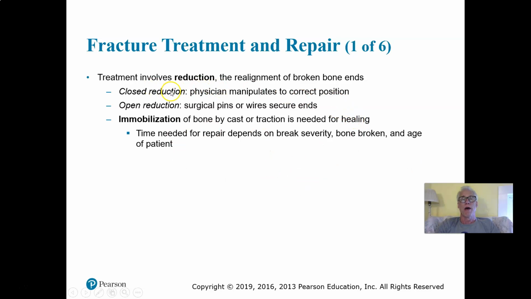If it simply is a matter of positioning from the exterior of the body, it's called a closed reduction. I'm sorry, if some surgery is required to place some plates or pins in position to hold things in place during healing, it's called an open reduction. Immobilization is essential for healing of a bone. Bone is highly regenerative, but we have to have immobilization, or the bone repair will not be able to complete.